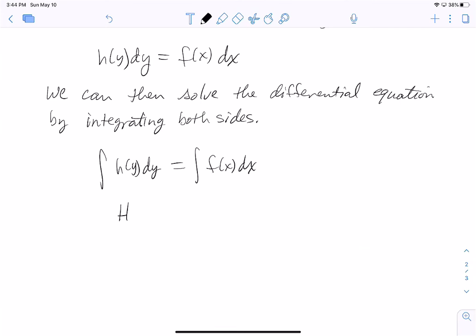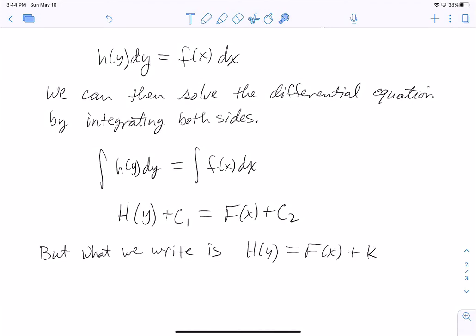Denoting the antiderivative of h as an uppercase H of y, we get H of y plus c1 is equal to uppercase F of x plus c2. But what we typically do is combine the two constants and just write H of y is equal to F of x plus k, and in this case k is equal to c2 minus c1. With this in mind, let's look at another example. dy/dx is equal to x times the square root of y.